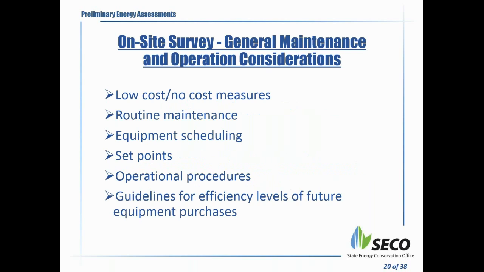So continuing with the PEA process, one of the other things you need to keep in mind is that the preliminary energy assessment should also look at low-cost, no-cost measures. I'll give you some examples with photographic images, which makes more sense. We are looking at routine maintenance, equipment scheduling, and set points. What are the heating set points, what are the cooling set points, what are the operational procedures? And a lot of the time we like to ask if they've got guidelines for the energy efficiency level of future equipment purchases.